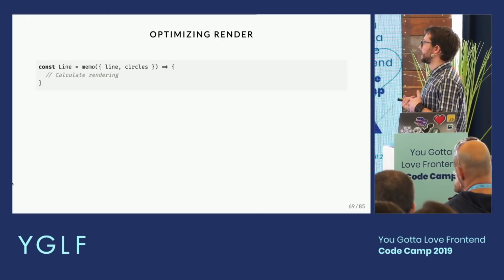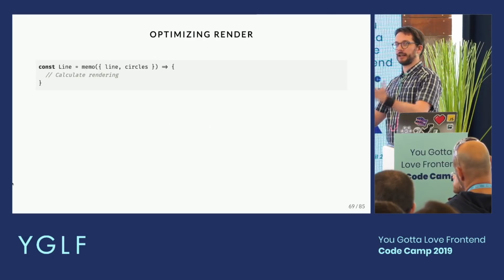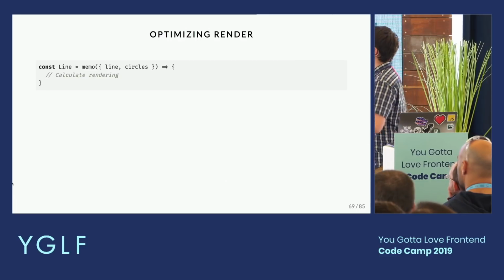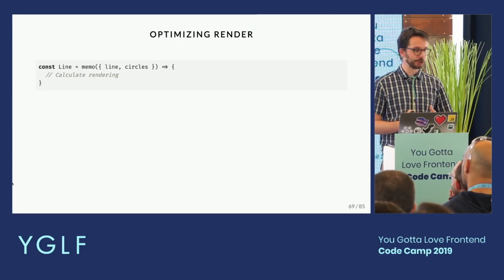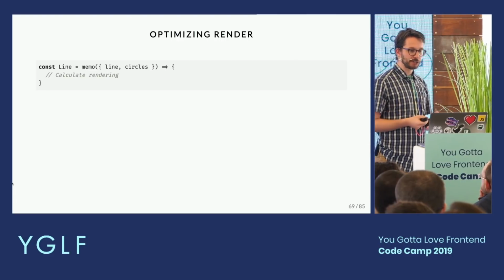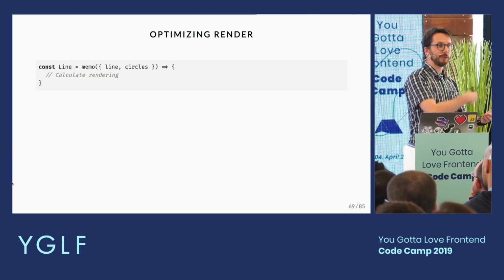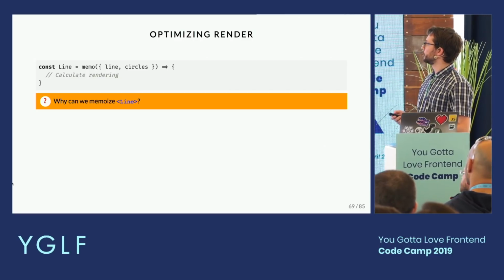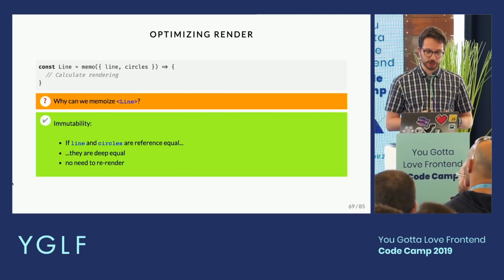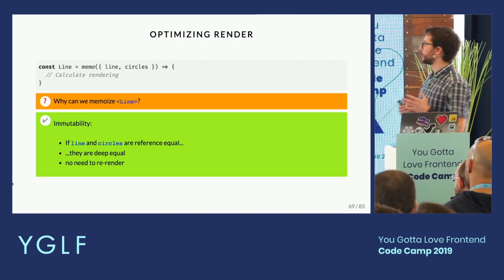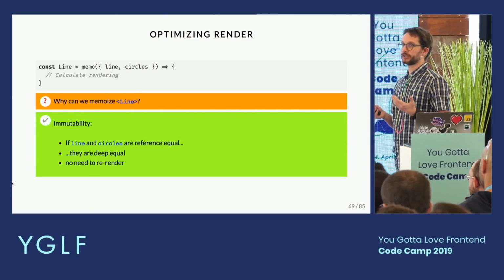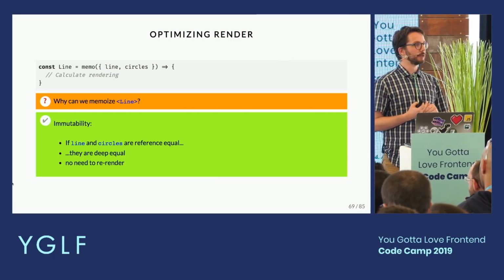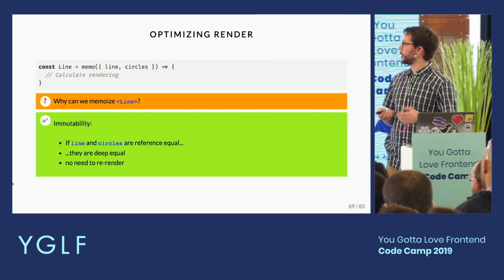The idea of immutable data, especially in UI, has often been that we can better optimize it. But that's not entirely true. So, how can we optimize render? When we started with the immutable data, we were able to memo the line because we know for sure that if the line and circles references didn't change, they are deep equal. So that means that we don't need to re-render.